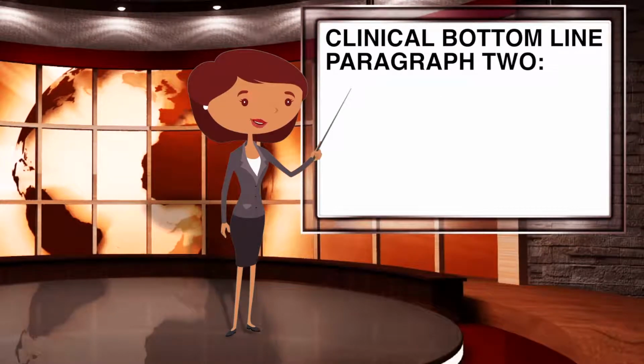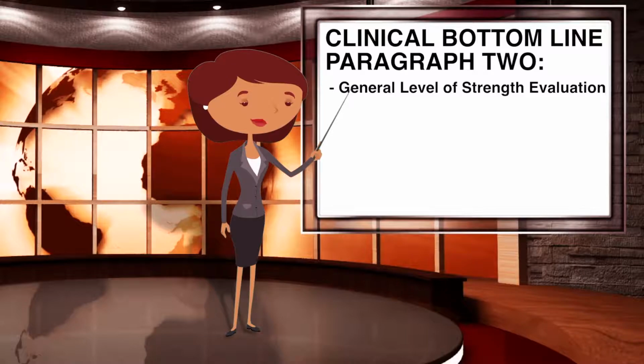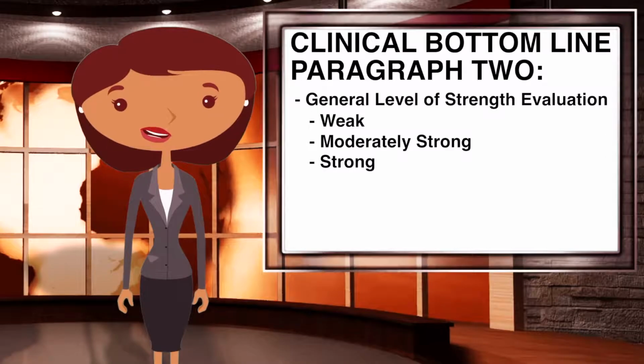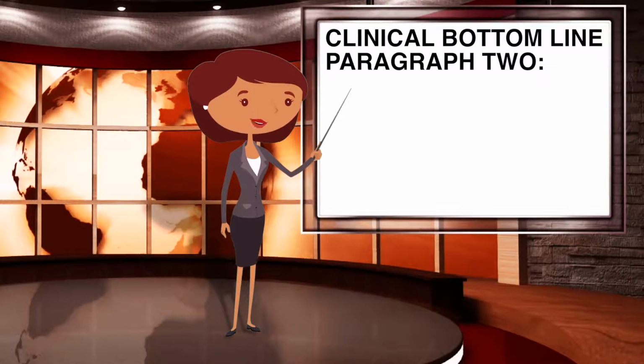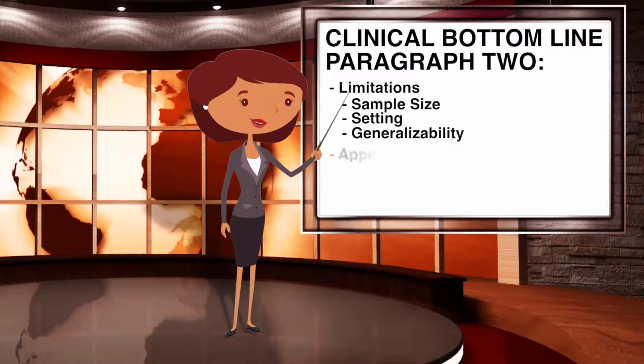Paragraph 2 needs to include your evaluation of the study's general level of strength, and it's fine here to use fairly general terms like just weak, moderately strong, or strong. It's also important to include your rationale for the level of strength. So this might include your discussion of some of the limitations, which could be things like sample size, setting, issues related to generalizability. And then second, the second paragraph can include a description of how the findings apply to OT.